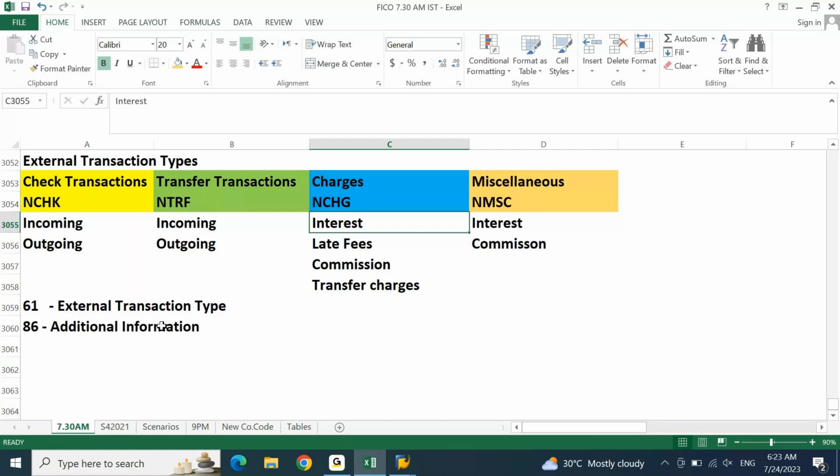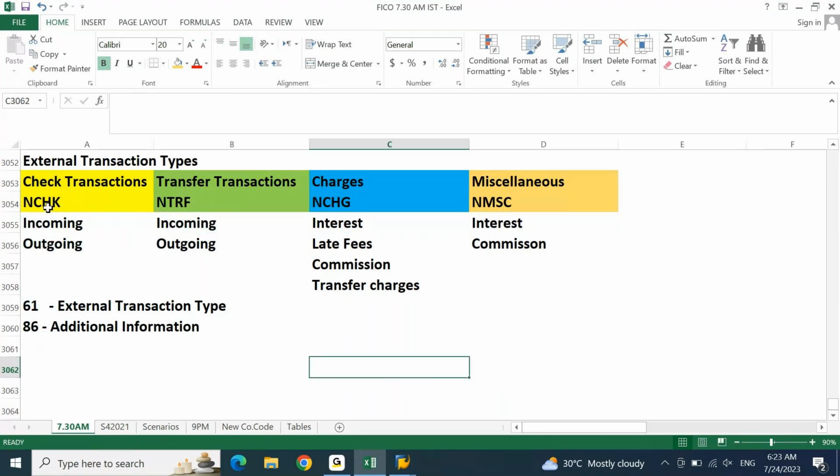Point number one, the nature of the transaction you will understand based on the transaction type: NCHK, NTRF, NCHG, NMSC. This will tell you check, transfer, charges, miscellaneous. The moment you understand it, every transaction will have a debit or credit. Bank is not an exception to it. Bank will also call it debit and credit, but from the other side. Your debit, bank is talking about credit; your credit, bank is talking about debit. So you should look at the transaction from the bank point of view.